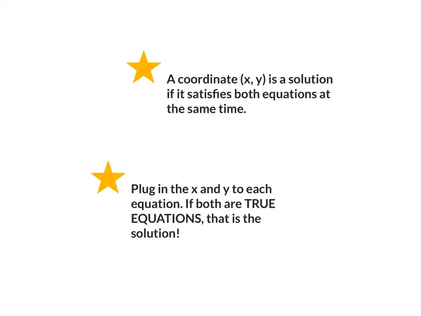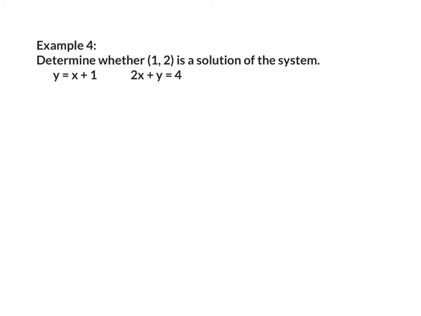A coordinate x, y is a solution if it satisfies both equations at the same time. Plug in the x and y to each equation. If both are true equations, that is the solution. Example number 4. Determine whether 1, 2 is a solution of the system. I have the equation y equals x plus 1 and the equation 2x plus y equals 4. So I need to take the coordinate and plug it into both equations. If the left-hand side equals the right-hand side for both equations, then it is a solution. If it doesn't work for one of the equations, then it's not a solution.